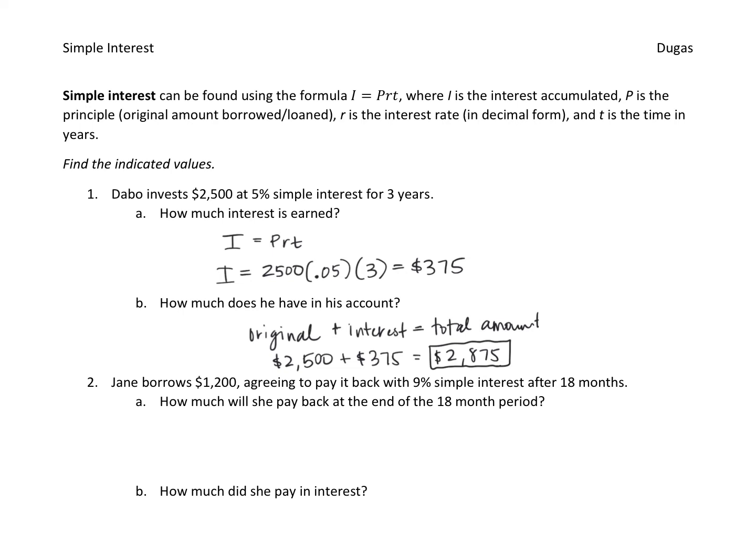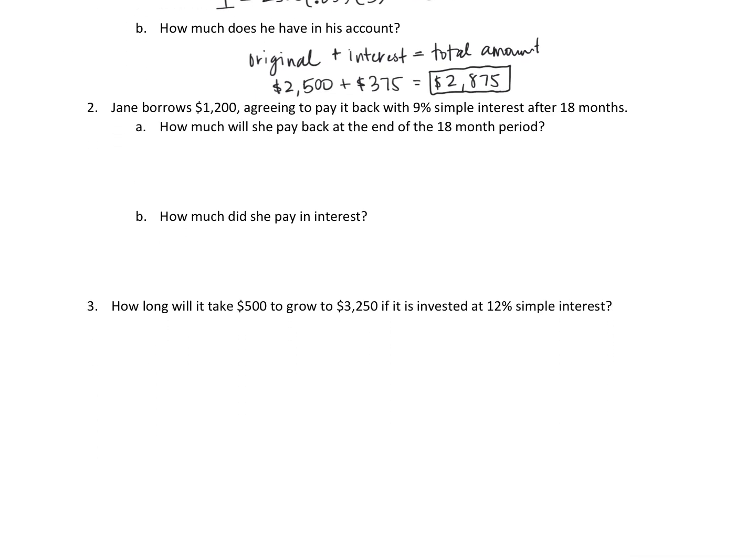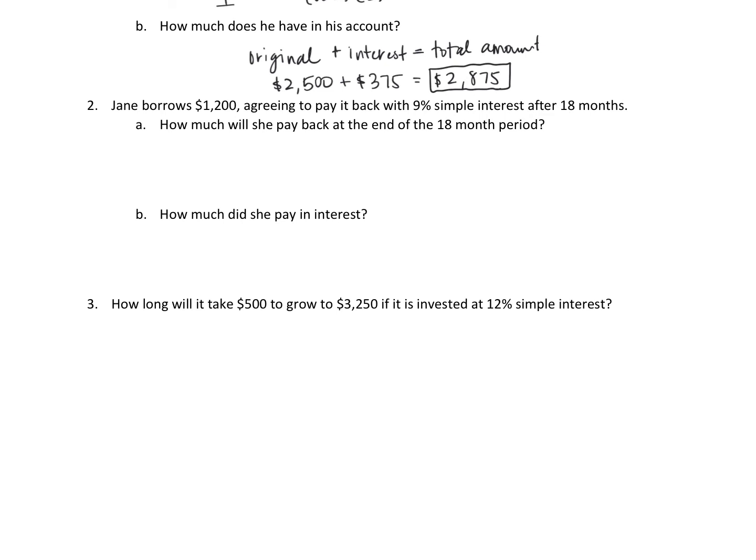All right, let's look at the next example. Jane borrows $1,200, agreeing to pay it back with 9% simple interest after 18 months. How much will she pay back at the end of the 18-month period, and how much did she pay in interest? So it's usually, to me, when you're doing simple interest, it's usually easiest to find the interest first and then work from there. So let's do part B first.